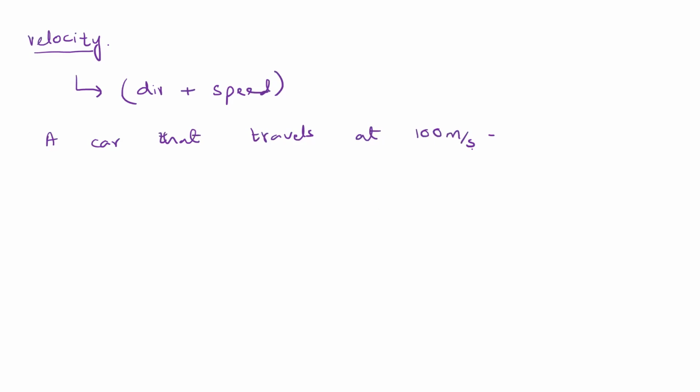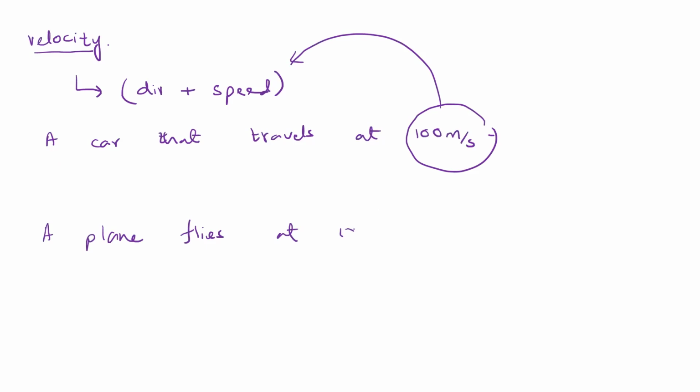So if only part of the information is given, that something is moving fast, something is moving slow, at this many meters per second, that's only speed. But if it is related to direction as well, a similar case: a plane flies at 100 kilometers per hour due north. Now what additional information have I given? I gave the speed, right? And I added a direction to it as well.